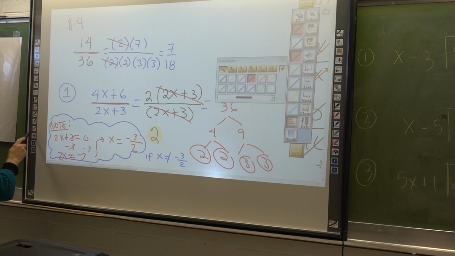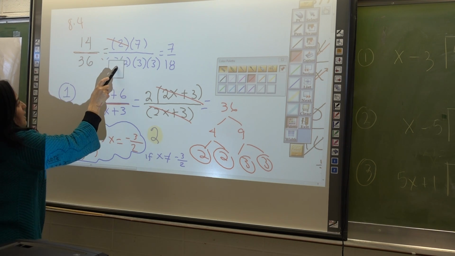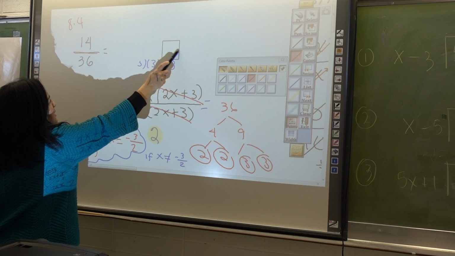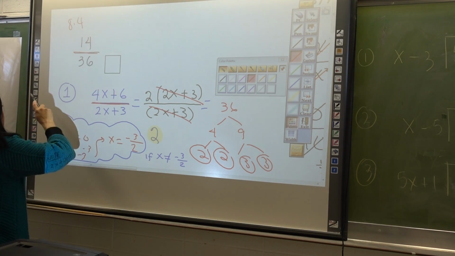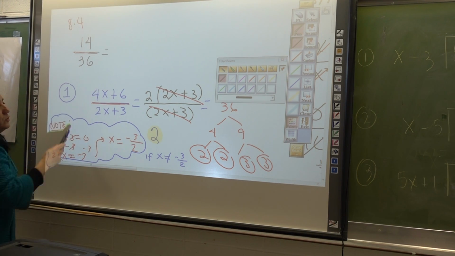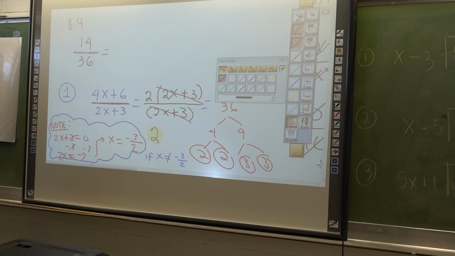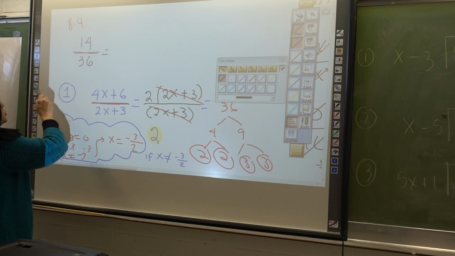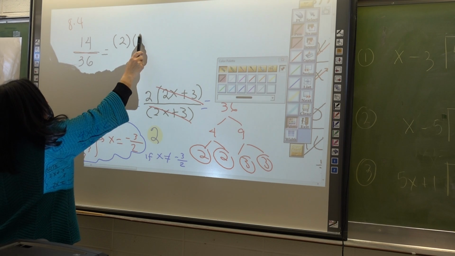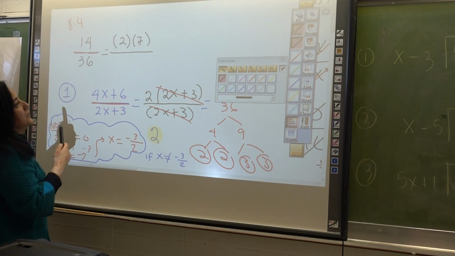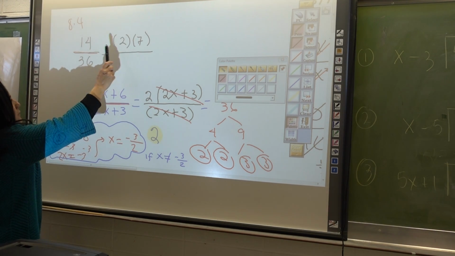So if I want to reduce this fraction right here, 14 divided by 36, what you have to do is write numerator and denominator as a product of prime numbers. That's the easiest way to do it. So 14 is 2 times 7, and these two are prime numbers.